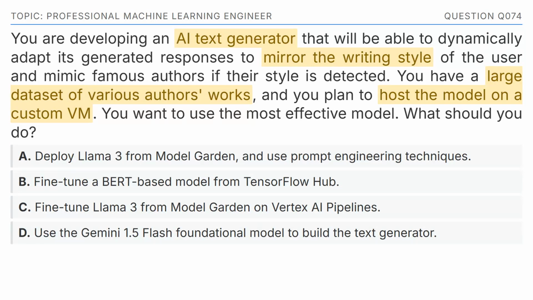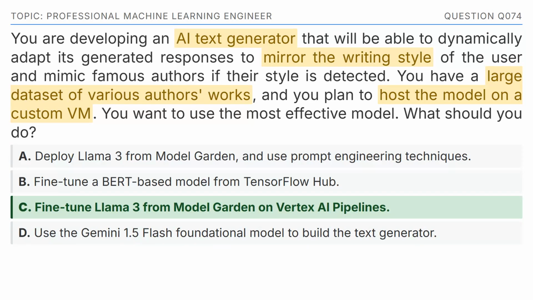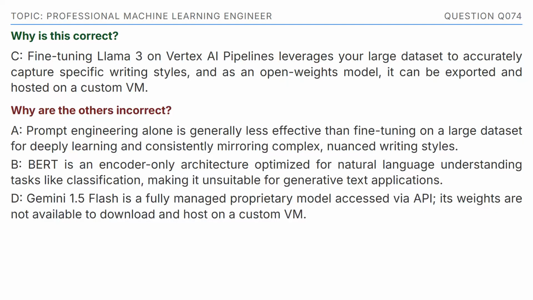To arrive at the correct answer, we focus on the keywords AI text generator, mirror the writing style, large dataset of various authors' works, host the model on a custom VM. The correct answer is option C, fine-tune Llama 3 from Model Garden on Vertex AI pipelines. Why is this correct? C. Fine-tuning Llama 3 on Vertex AI pipelines leverages your large dataset to accurately capture specific writing styles, and as an open weights model, it can be exported and hosted on a custom VM.